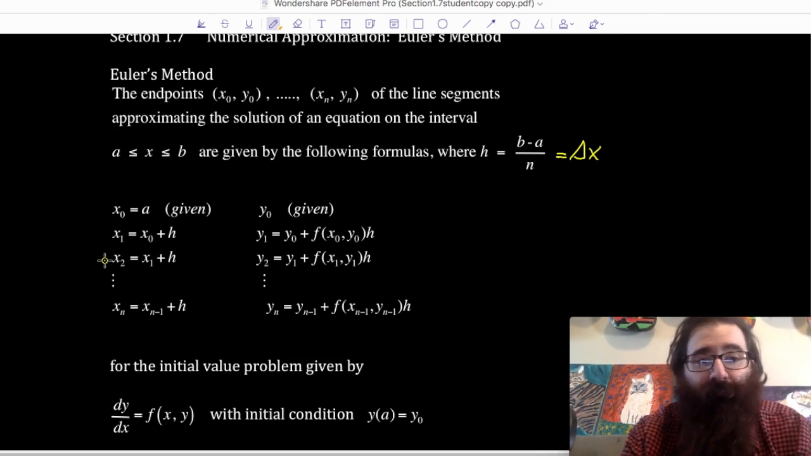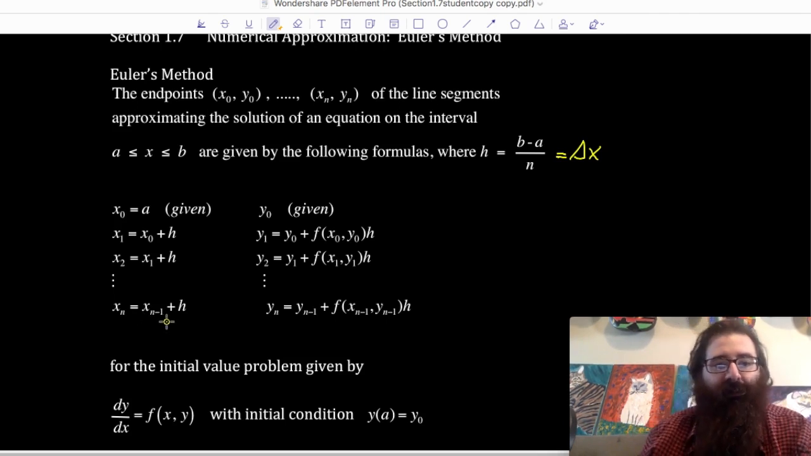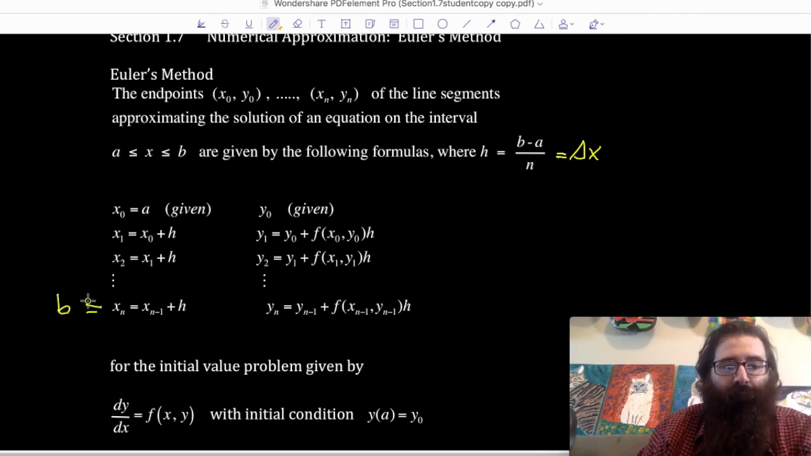So we have this recursive relationship where then next x sub 2 would be equal to x sub 1 plus h. X sub 3 then would be equal to x sub 2 plus h, so on and so forth until we get to the very last x value, x sub n, which is equal to the previous x value, x sub n minus 1 plus h. And we could even mention here that since x is going from a to b, this value for x sub n should be equal to that value b.